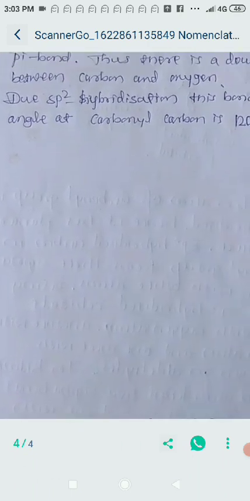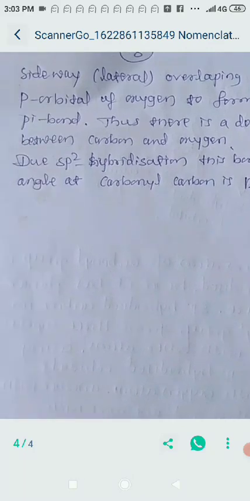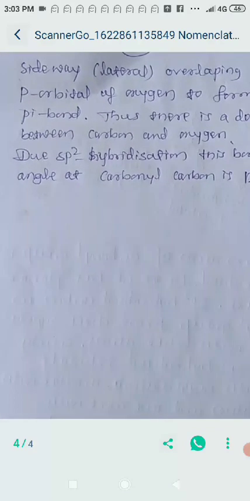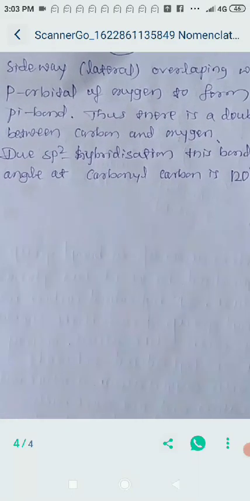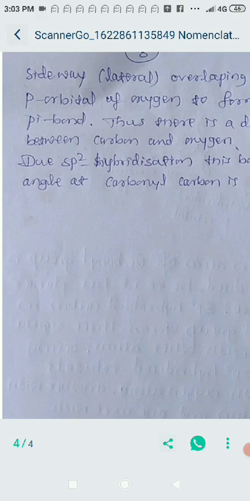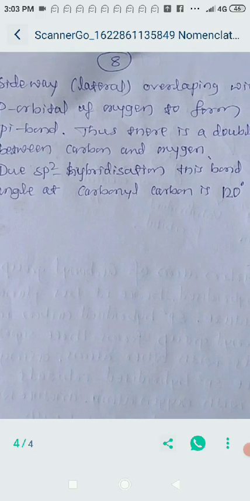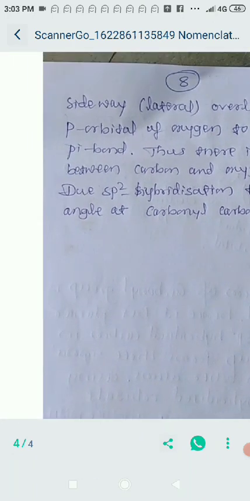sideways overlapping with the p orbital of oxygen to form a pi bond. Thus, there is a double bond between carbon and oxygen. Due to sp2 hybridization, the bond angle at the carbonyl carbon is 120 degrees. This is about structure and bonding in aldehyde and ketone.